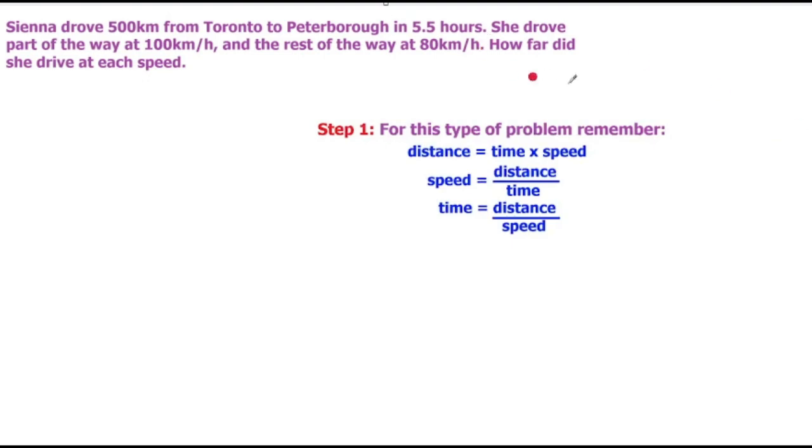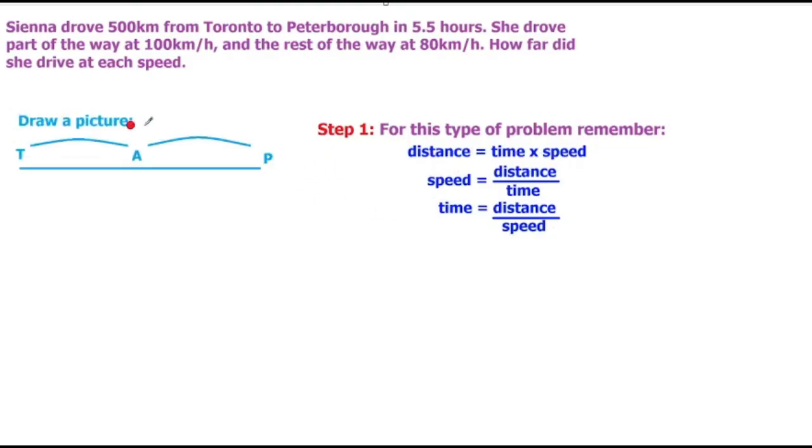So first thing to know is we have to remember distance equals time times speed. And from this, we could get different combinations of this same thing depending on what we want to solve. So from this, we could see that speed would equal distance over time, and time would equal distance over speed, okay? So we could have those to use.